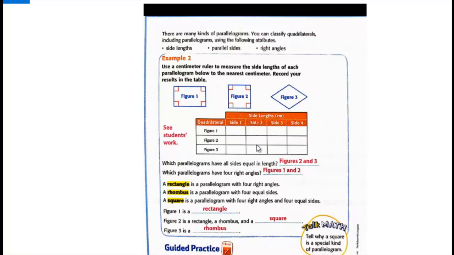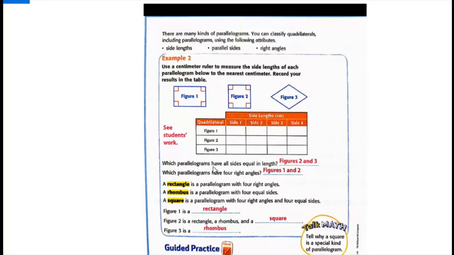The second kind of parallelogram is a square. A square is a parallelogram with 4 right angles and 4 equal sides. This side equals this side equals this side equals this side. So this square has 4 right angles and 4 equal sides. The next kind of parallelogram is a rhombus. A rhombus is a parallelogram with 4 equal sides. This side equals this side equals this side equals this side.